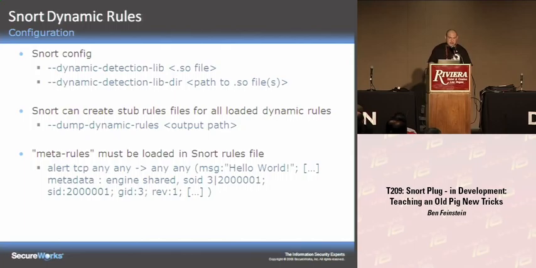Snort has this new command line option called dump-dynamic-rules. All these dynamic rules require stubbed or dummy rules, meta rules, to be in the rules files. So this will actually dump all that information out for you in a nice format. You can throw it into a rules file. So below, I've got an example of just a real basic hello world rule. It's using this new keyword called metadata, engine shared. You link it up with your SID, which in this case is 2000001, and you've got a generator ID of 3. Just 3 is the generator ID that's assigned to dynamic rules. So that's just a very basic stubbed out meta rule that you would see spit out by Snort.